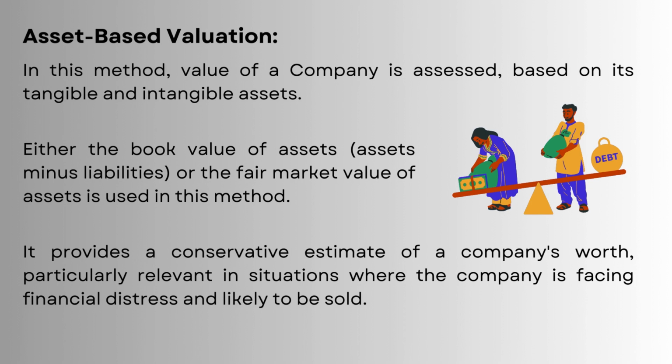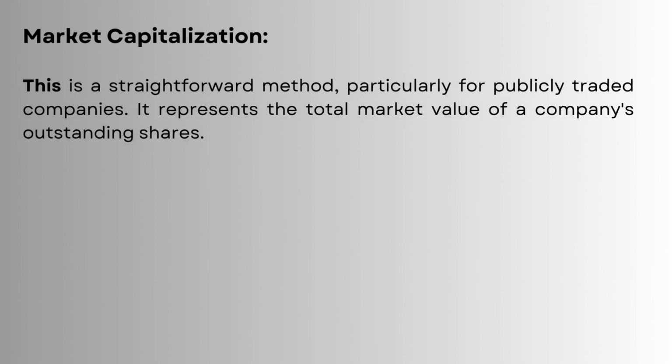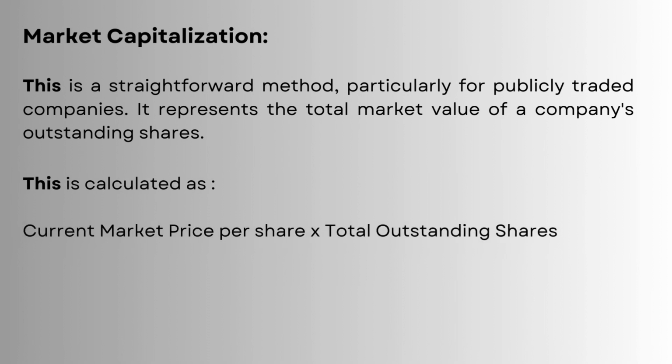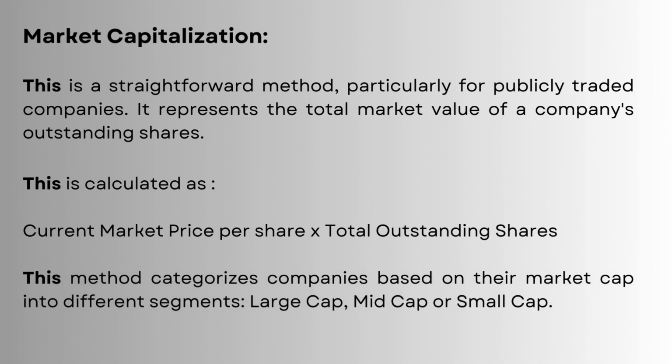Now we will look into the market capitalization method. This is a straightforward method, particularly for publicly traded companies. It represents the total market value of a company's outstanding shares. How do we calculate this? We calculate by multiplying the current market price per share with the total outstanding shares. This method categorizes companies based on their market cap into different segments that you may have heard, like large cap, mid cap, small cap. So we do this as per the market capitalization method.